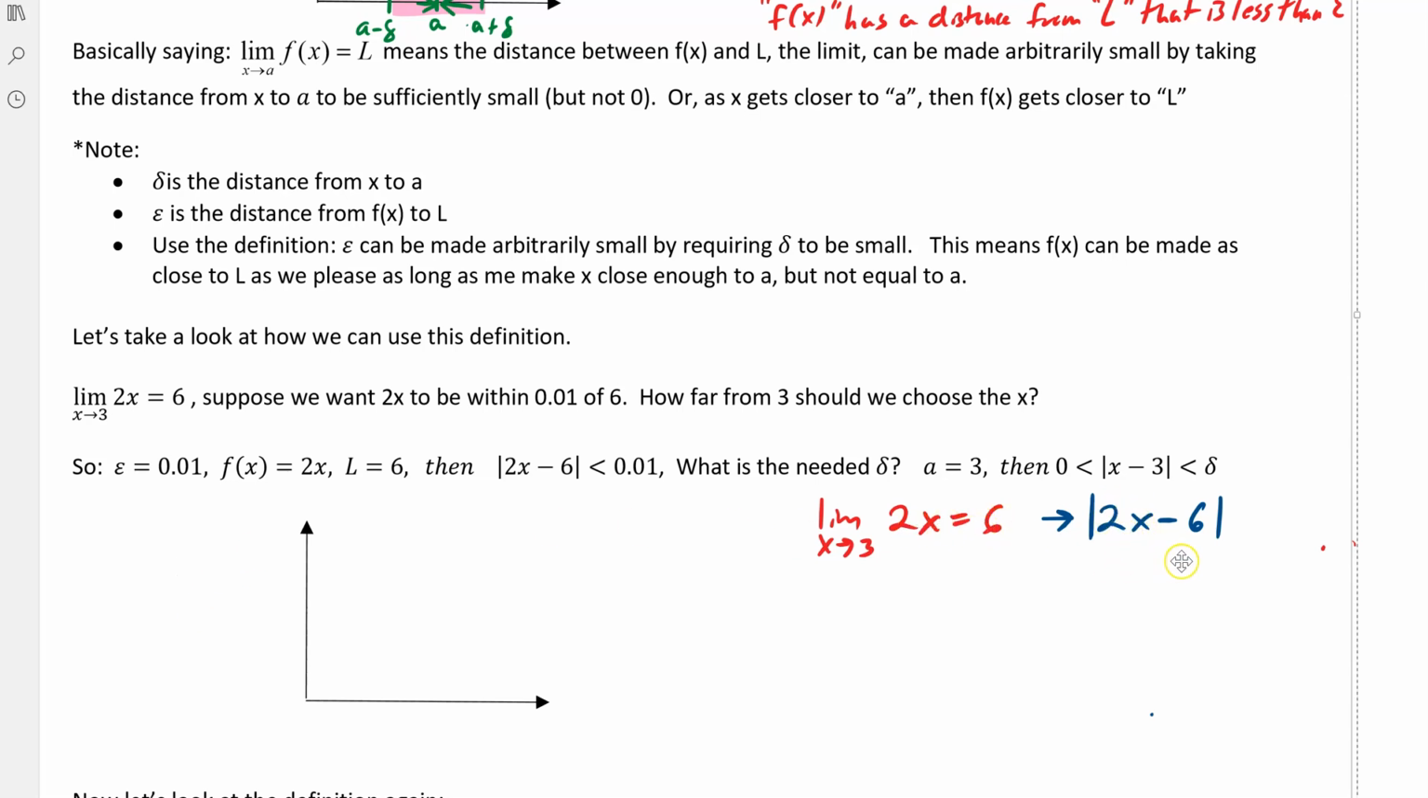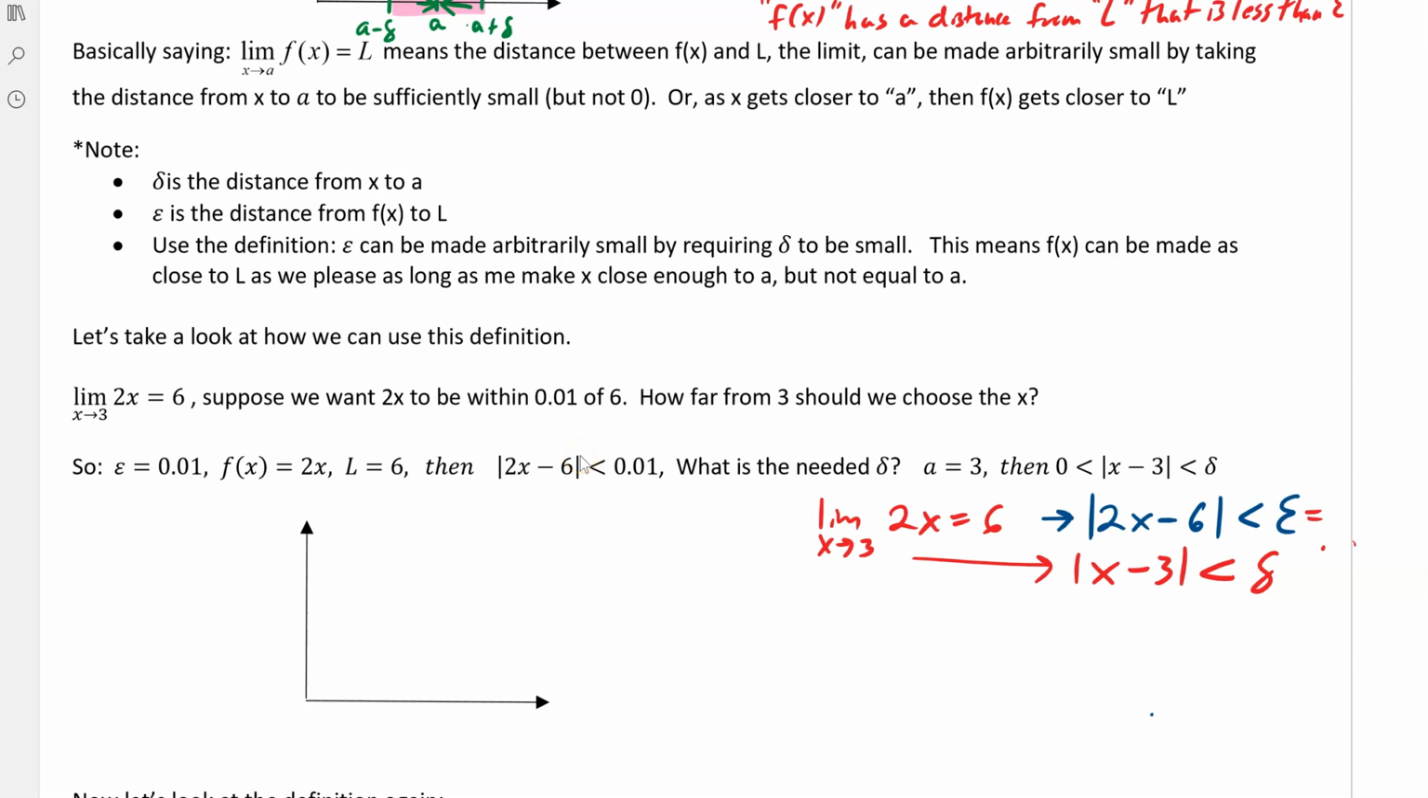Our 2x has a distance from 6 that has to be less than epsilon. And then the bottom one, that's our delta. So if you look at it, it's just x minus 3 is less than delta. And that's where I get these from. So we have x minus 3 is less than delta, and then 2x minus 6 is less than, oh, where did that come from? So if you read it, it says, suppose we want our 2x to be within 0.01 units of 6. So our 2x has a distance from 6 that is less than 0.01.